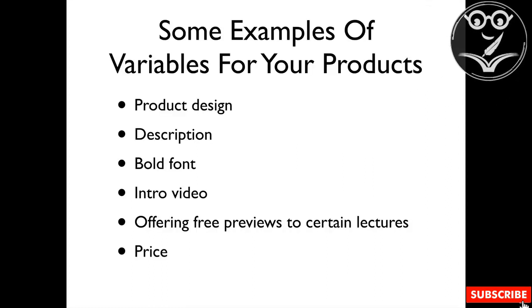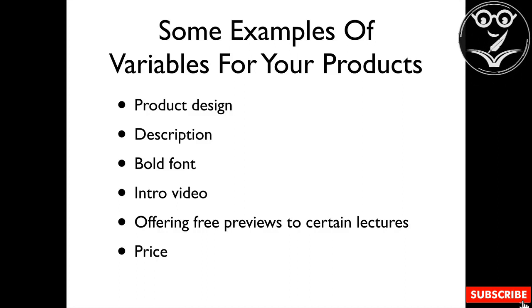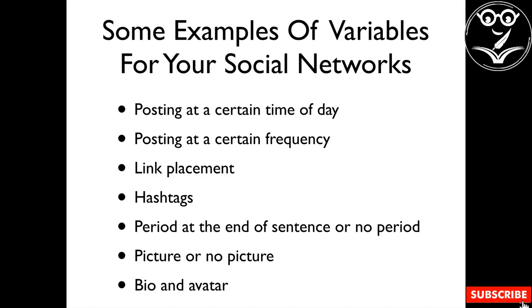So these are some quick examples you can use as variables for your products. Product design, description, bold font, and all of these things can be slightly tweaked, and then that can impact the sales that you get for a product. And these are some of the variables you can use for your social networks. You can change your posting frequency. You can place a link somewhere else in your tweet.